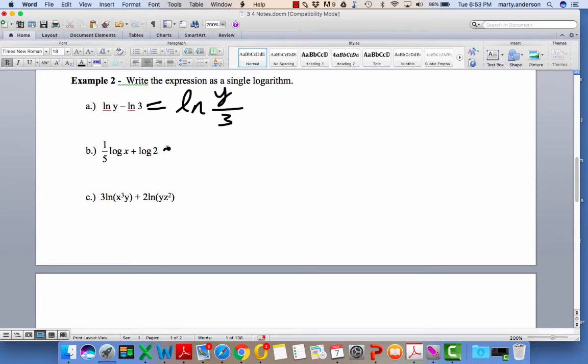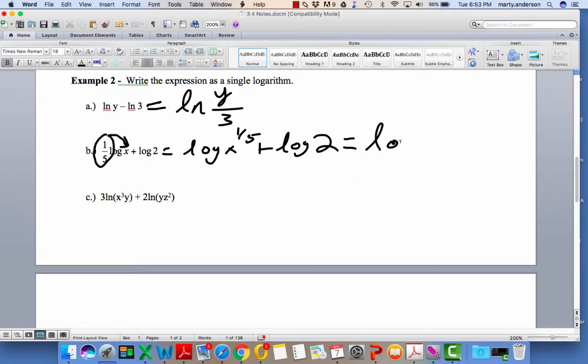Oh, look at this next one. The first thing I'm probably going to need to do is reverse the power rule. I put the 1/5 up top, and now I can go ahead and write the log of 2 times x to the 5th, which really could probably be written as the log of 2 fifth root of x. Either of those would probably be acceptable.